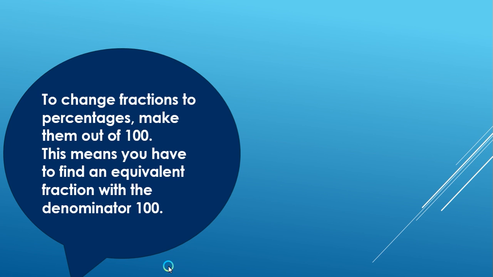So, to change a fraction to a percentage, make it out of 100. This means you have to find an equivalent fraction with the denominator 100, like that. 10% will be 10 over 100. So I will divide by 10 in the numerator and by 10 in the denominator, and I will get 1 over 10. You remember, 1 over 10 is an equivalent fraction of 10 over 100. So here 10% equals 1 over 10.